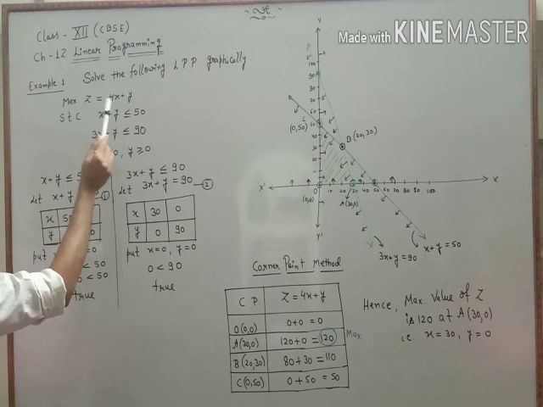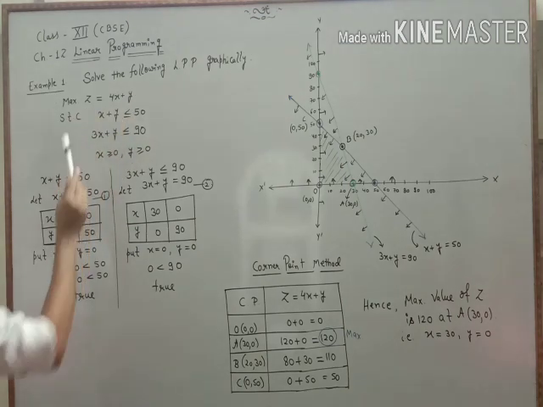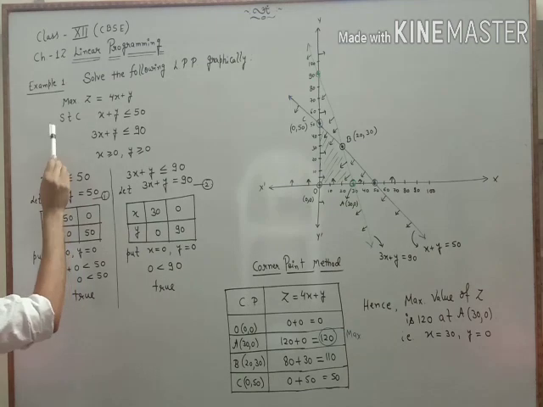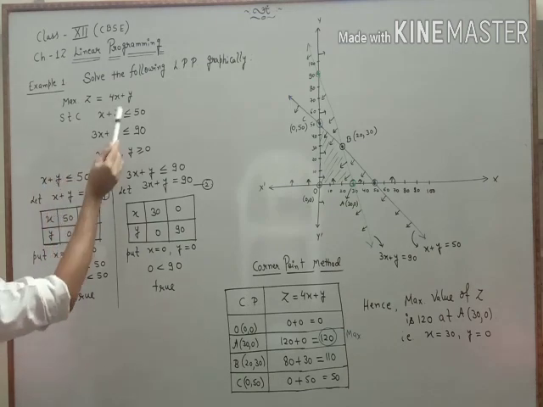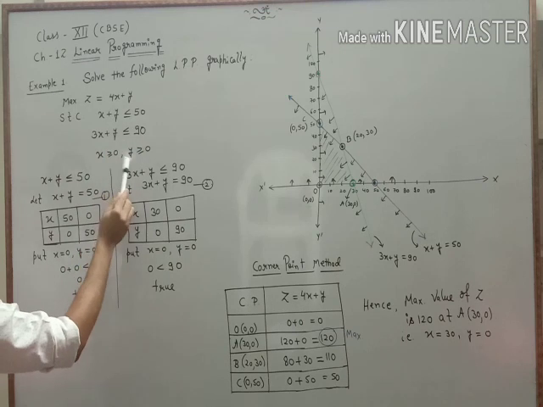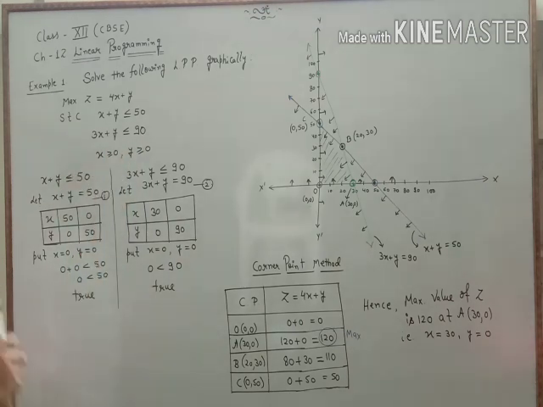Maximize z equals 4x plus y. This is called the objective function. I have already explained it. STC means subject to constraints. These two are the subject to constraints, which means foundations, and these two are called non-negative constraints.